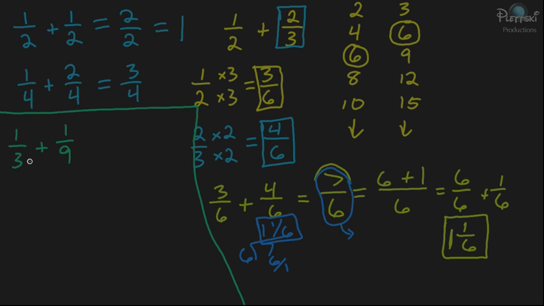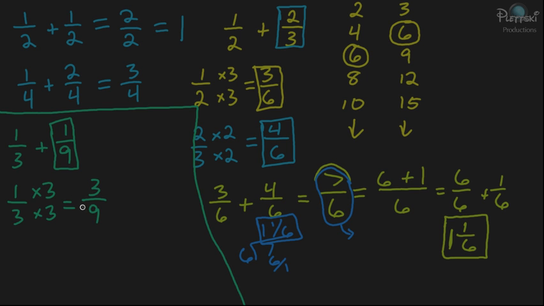Okay, 1/3 plus 1/9. Now they have different denominators, but you'll notice a 3 can go into a 9. So the least common multiple of 3 and 9 is actually going to be 9. So we don't have to change the 1/9 at all. That can stay the same. So all we need to do is change the 1/3 so that it has a 9 on the bottom. So 1/3, and all you have to do to change a 3 into a 9 is multiply it by 3. So do the same thing to the top, and you'll get 3/9, because 1 times 3 is 3, and 3 times 3 is 9.